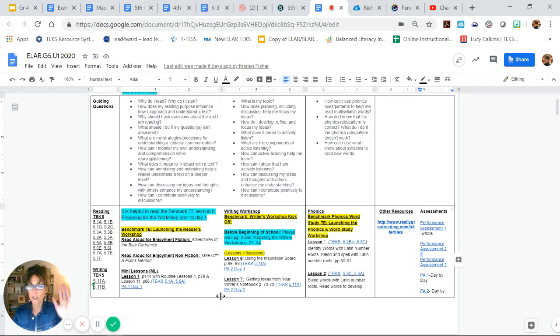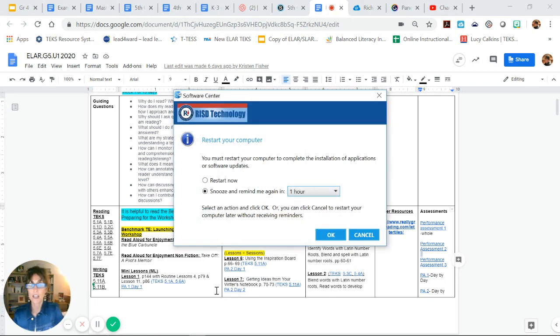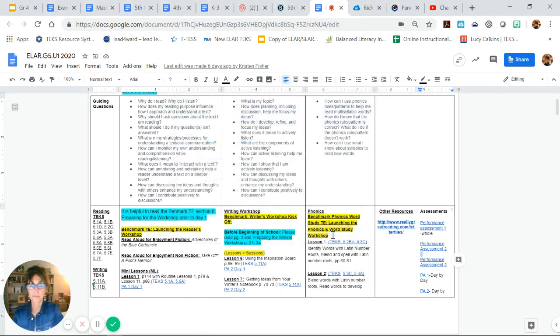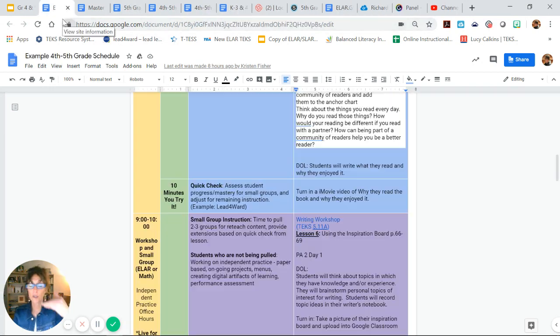So when you're planning, you need your digital benchmark or your physical. You need this, and I would also look at your performance assessments by days. You're chunking it out as well. And that's going to help you because you can copy off of that. So let me show you what I mean as a teacher.